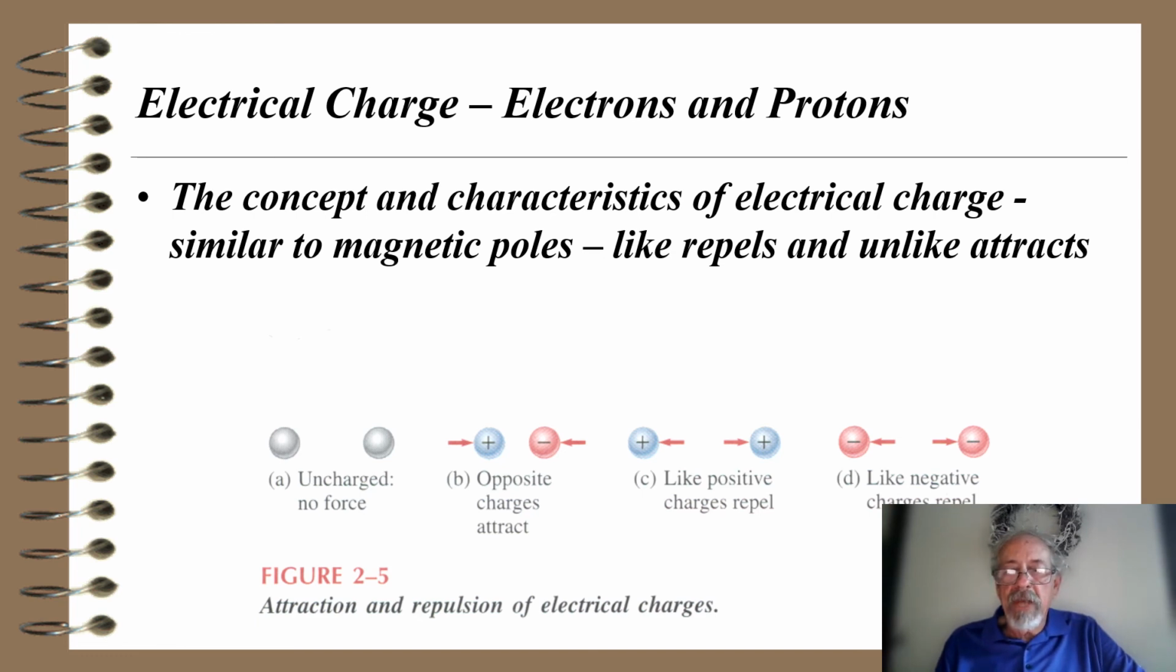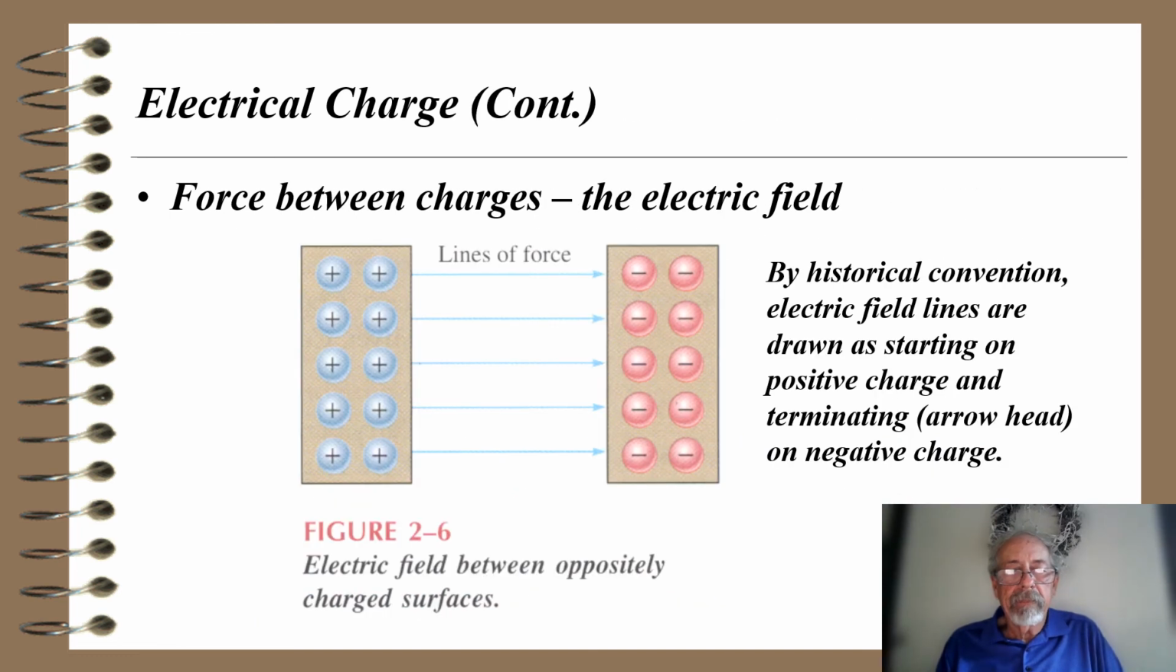And again, the scientists of old would do these types of experiments with static electricity and could observe this happening, although they didn't talk about electrons and protons at the time. So what happens if I have a force between charges? I create what's called an electric field. On the left we see positive charge, on the right we see negative charge, and by historical convention, electric field lines are drawn as starting on positive charge and terminating, with the arrowhead, on negative charge. This type of device I'm showing here would be a picture of what we call a capacitor.